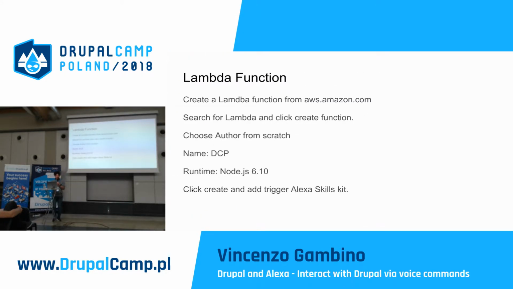Now we talk a little bit about the Lambda function. As I said, they are functions that can be spun up from AWS on demand. Basically, they are off, when they're called they will be on, and then off again. So now we're going to create the Lambda function. We'll use an empty template. We'll call it DCP, and the runtime will be Node.js 6.10. And we will add the trigger, which is the Alexa Skills Kit.